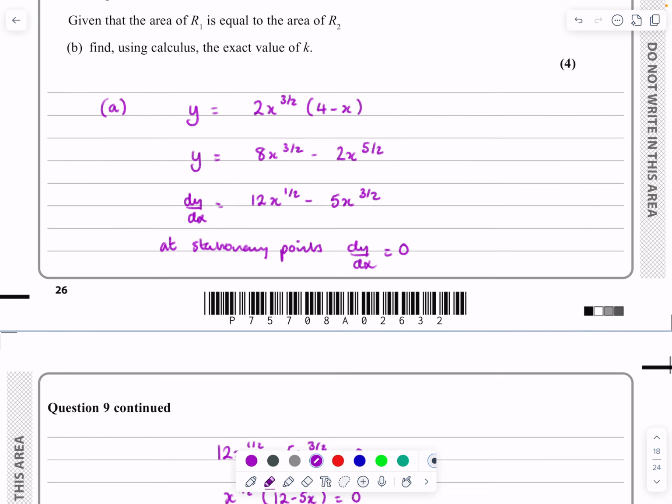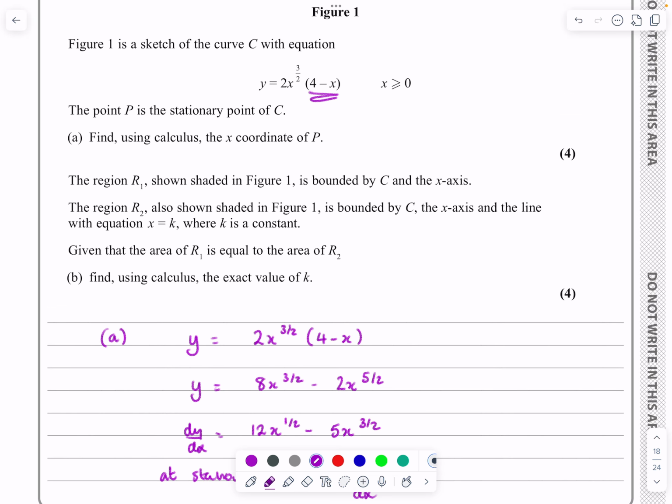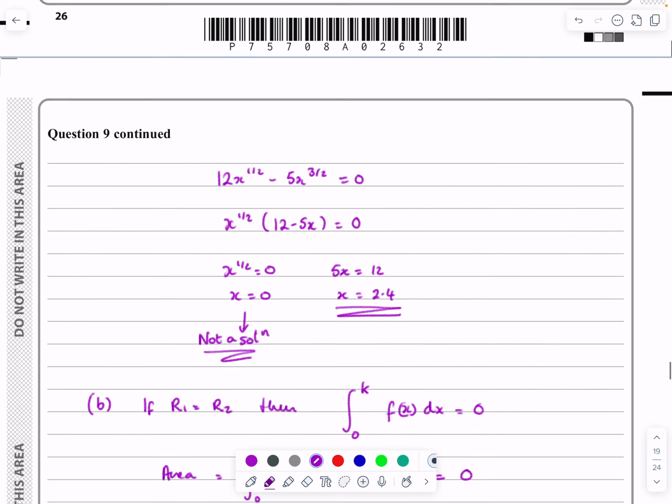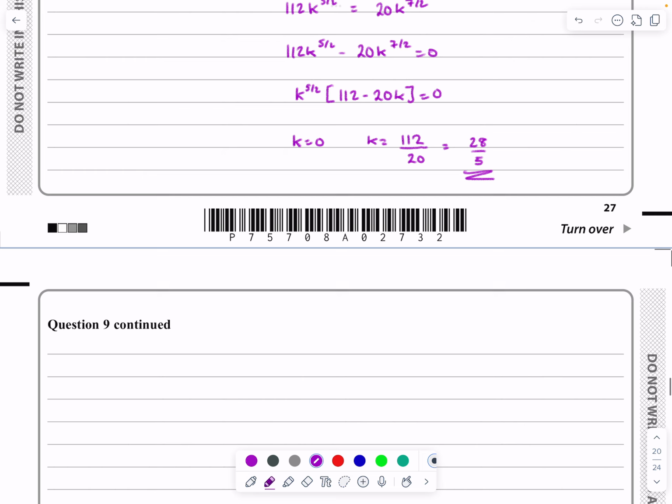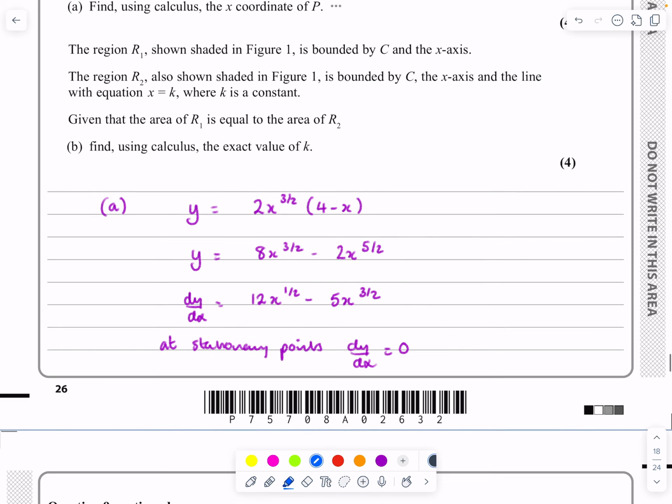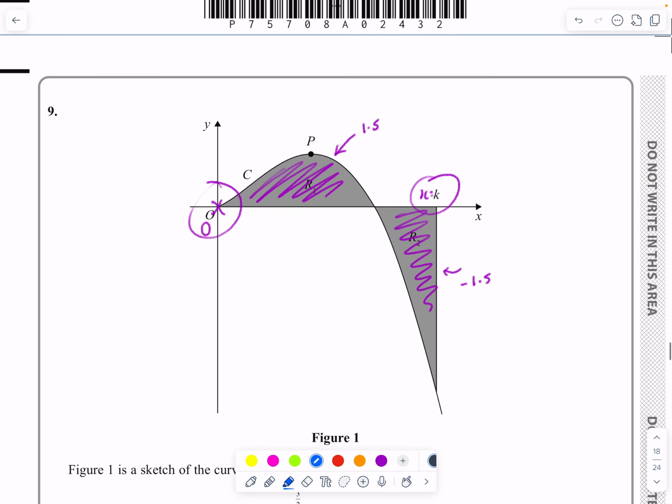Let's just go back and see what it says. Well, k obviously can't be equal to 0, otherwise it wouldn't work. So k is constant. From our diagram, we can say k then works out to be equal to 28 over 5. Okay, not too bad a question there. Hopefully that all makes sense to everybody.